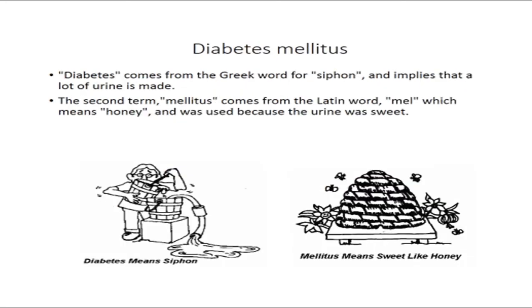The word diabetes comes from the Greek word siphon and implies that a lot of urine is made, and the second term, mellitus, comes from the Latin word mel, which means honey, and it was used because the urine was so sweet. So that's why the person has the features of diabetes mellitus like the 3 Ps: polyuria, polydipsia and polyphagia. Polyuria means the person has excessive urination.